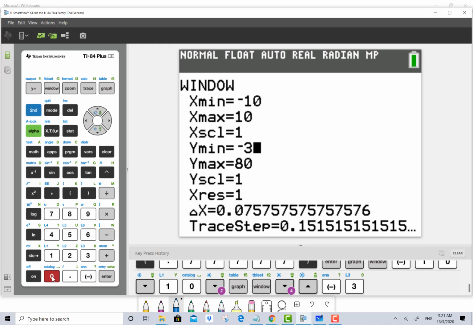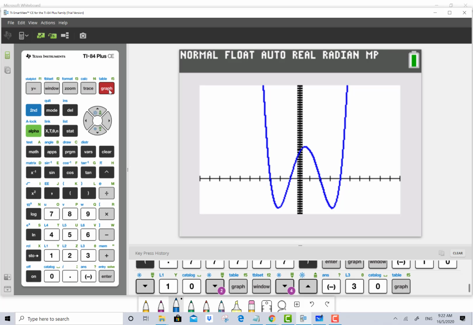Now you can change these windows to actually accommodate the values. The only thing you need to remember is that x min is the min value and x max is the max value for the x. The scale means it's going up by 1, and it's the same thing for the y. If I hit graph again, I realize now I'm capturing the graph. Now let's figure out how we find each zero.